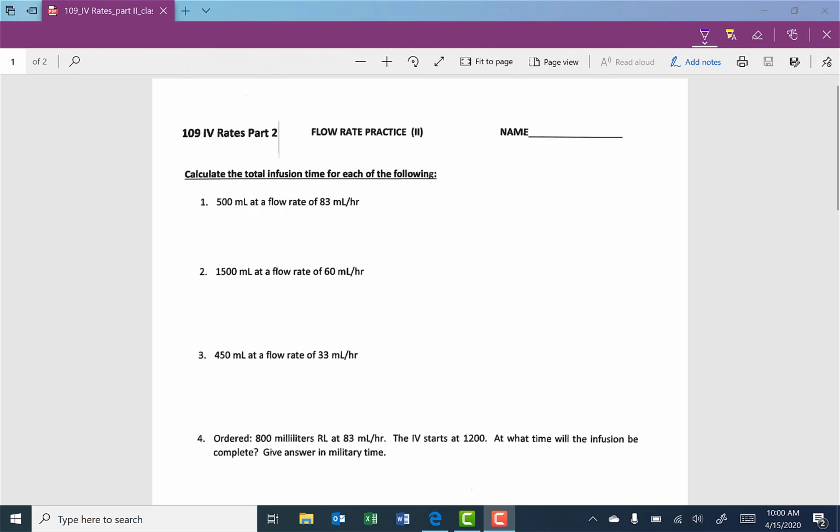Time's a little bit odd. It's not as easy as the other flow rate problems that are explained in the PowerPoint and the videos. But if you just stick to matching up your units, you should have no problem solving each one.